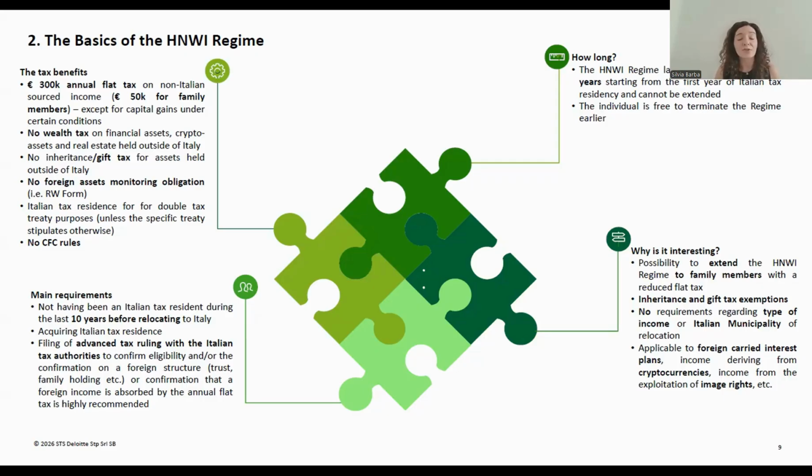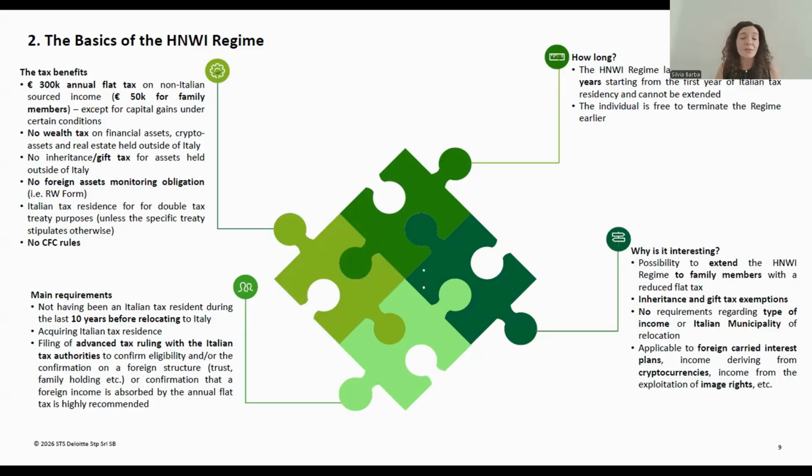The duration of this regime is much longer in comparison to the impatriati regime, because the regime lasts for a maximum of 15 years, where you are simply paying basically the 300,000 euro per year. And the individual is also free to cease to apply the regime whenever he wants to. So there is no minimum stay requirement. And you can choose to either drop the regime and continue to be an Italian tax resident applying the ordinary rules, or you can leave Italy whenever you want to.